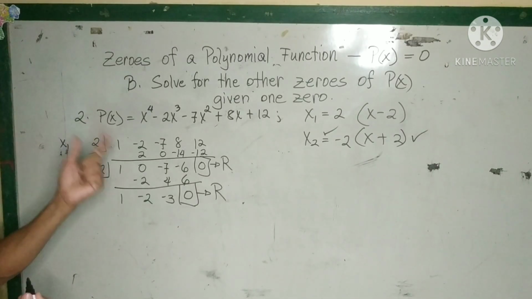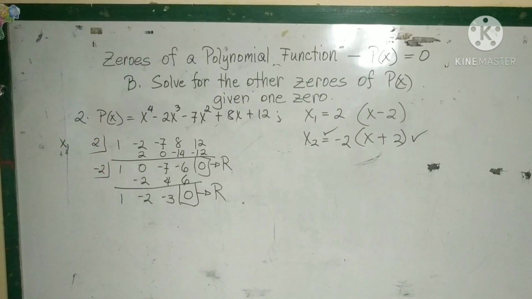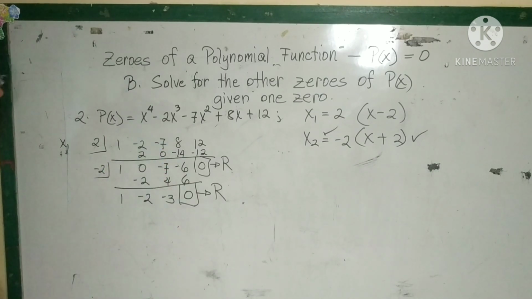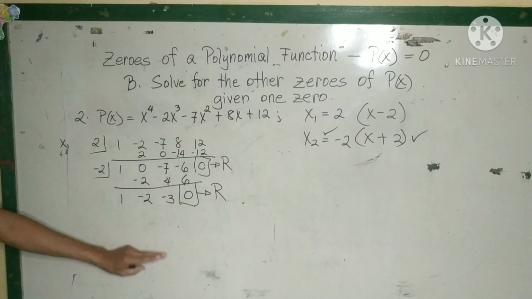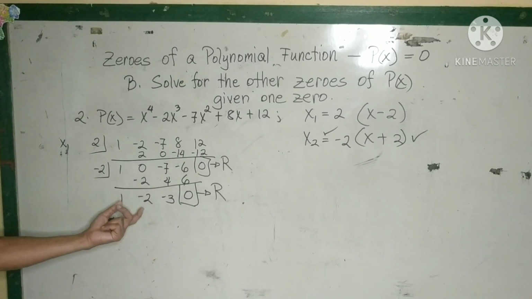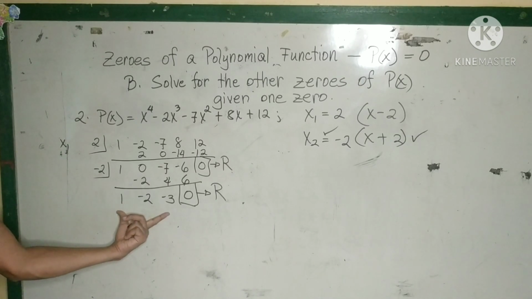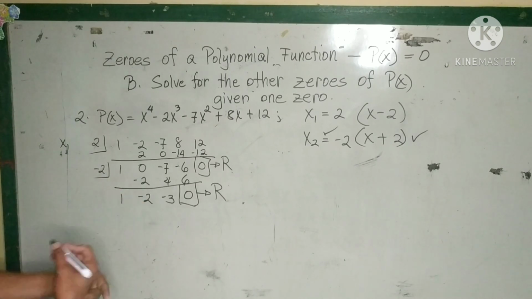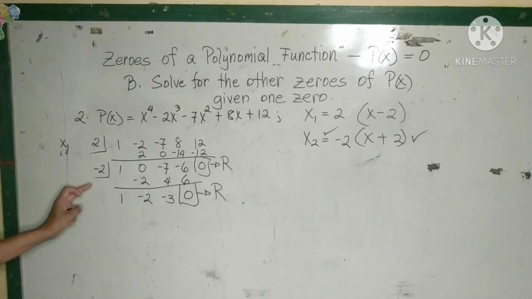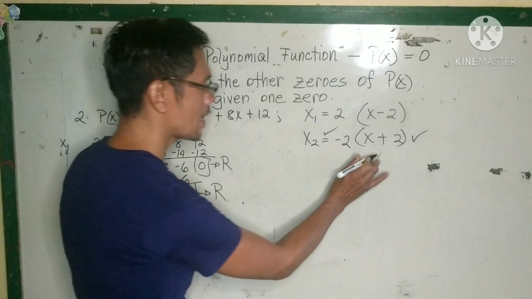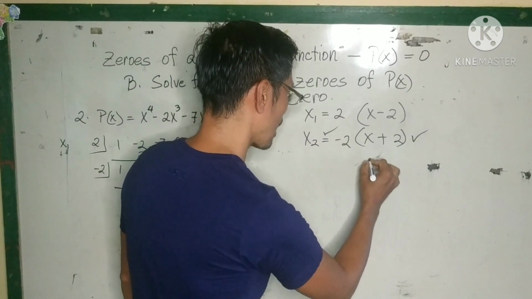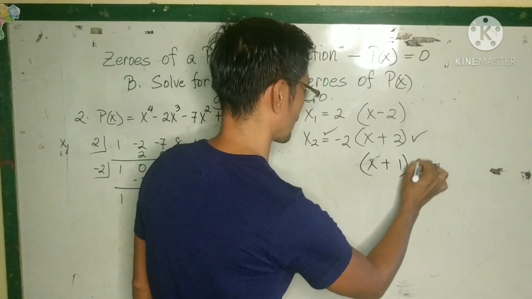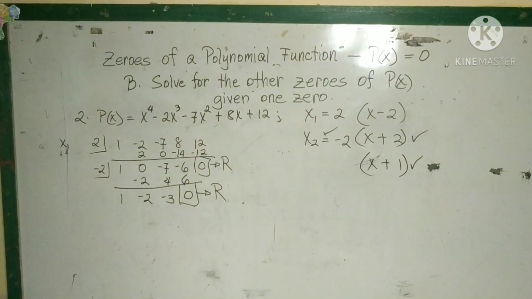Anyway, root or zero, they are just simply the same. So one of the zeros is negative 2. Let's continue. But if you like, since this is already a quadratic trinomial, then you can just factor it. That's okay too. But if you want to continue, let us see. Let's try x plus 1. Okay, let's try x plus 1.